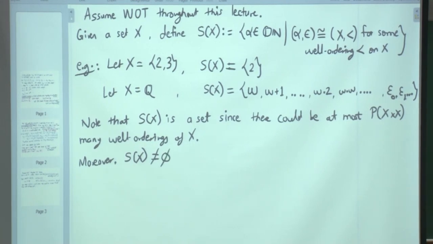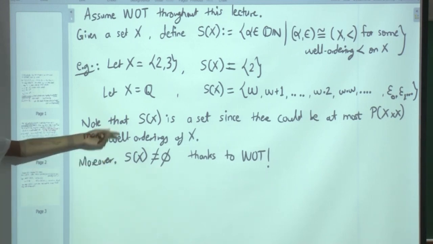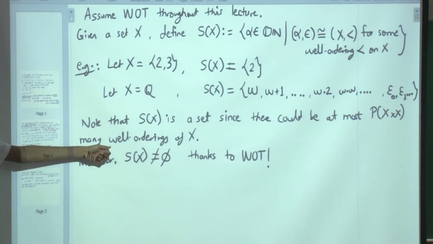Sx is non-empty thanks to well-ordering. Yes, thanks to the well-ordering theorem. The well-ordering theorem says that there is at least one well-ordering. So therefore, Sx is non-empty. Now what happened? The answer is in front of you.